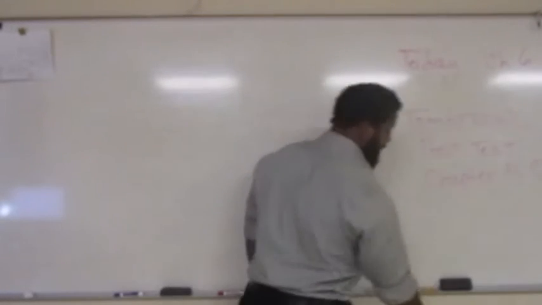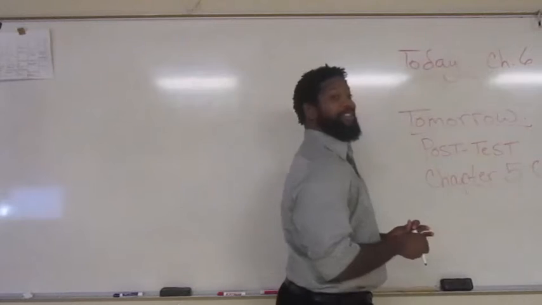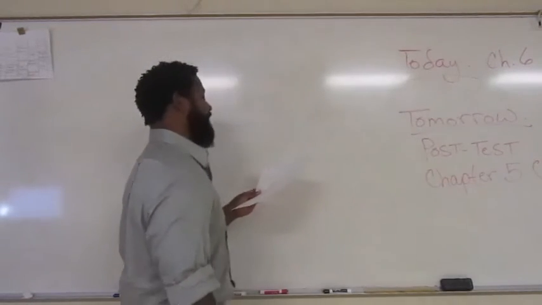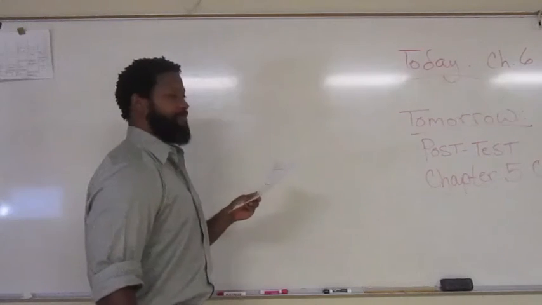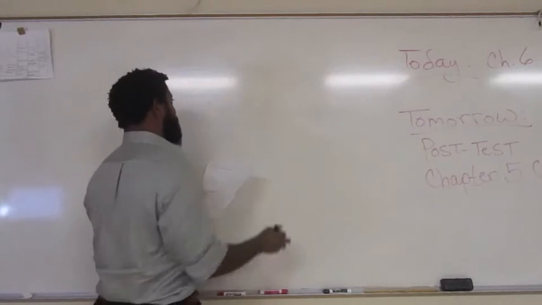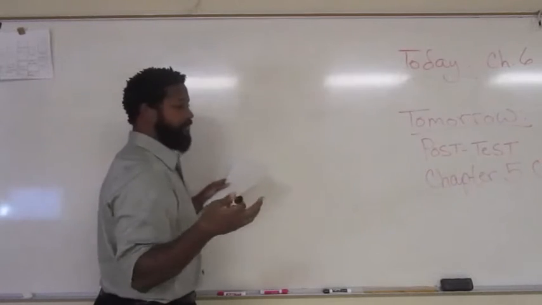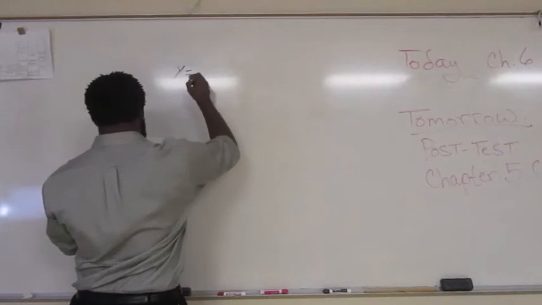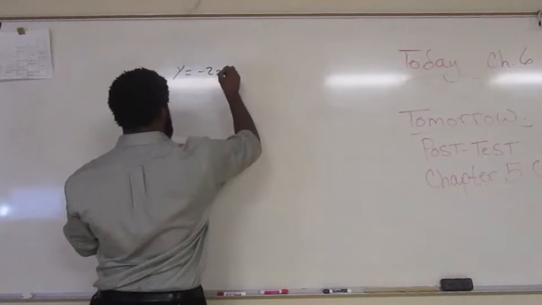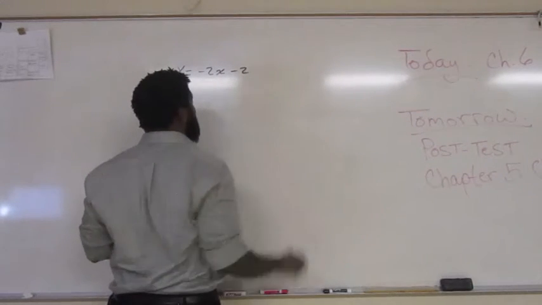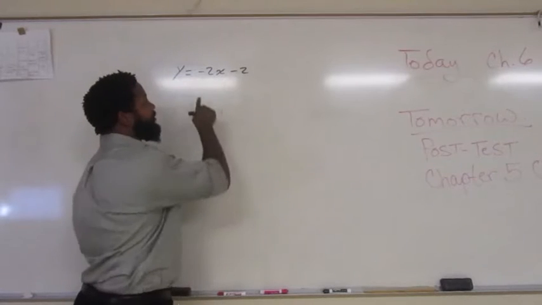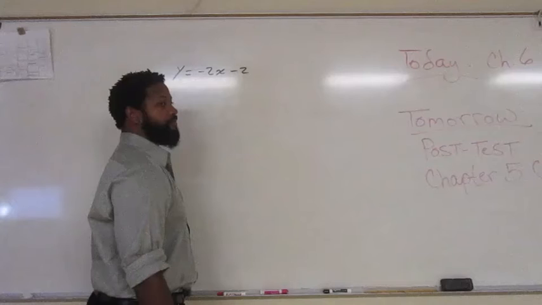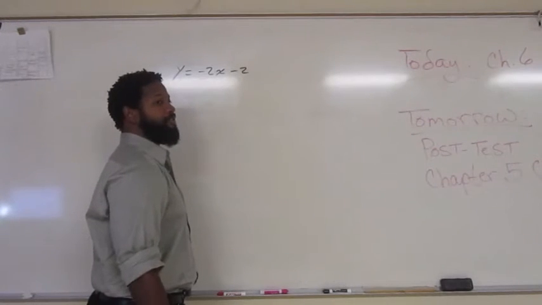Y'all might be thinking, hey, this is really simple. It really is, honestly. Look at number 5 and 6. Find the slope of each line. Say for example, you have y equals negative 2x minus 2. What's your slope? Look at your notes.